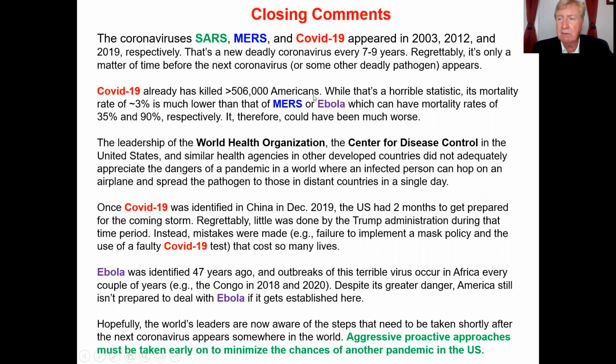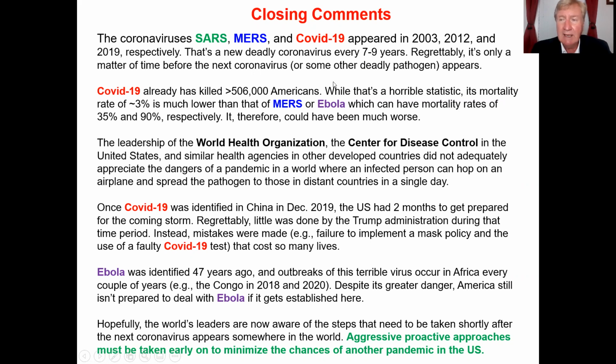Now I'd like to spend time on my last slide, to talk about some of these closing comments. The coronaviruses SARS, MERS, and COVID-19 all affect the lung. They appeared in 2003, 2012, and 2019. That's a deadly coronavirus every 7 to 9 years. Regrettably, it's only a matter of time before the next coronavirus or some other deadly pathogen appears.